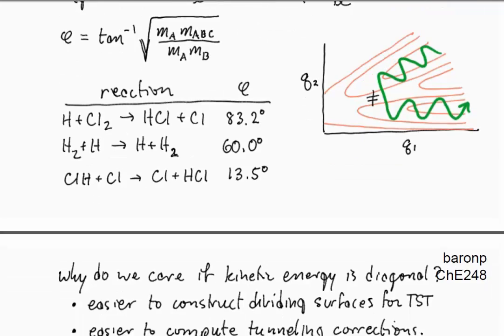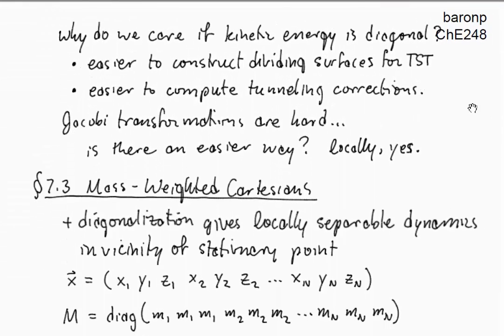Now, why do we care if our dynamics have this property? Well, it's a lot easier to construct dividing surfaces with coordinates that look like this. We can use the fact that the coordinates are locally separable from each other and count on the validity of the transition state theory assumption, at least for short distances. We can also begin to separate the coordinates and develop one-dimensional tunneling corrections that will work reasonably well in many cases, right? The only way that you can take advantage of the separability property to do both of these things is to get a diagonal kinetic energy operator.